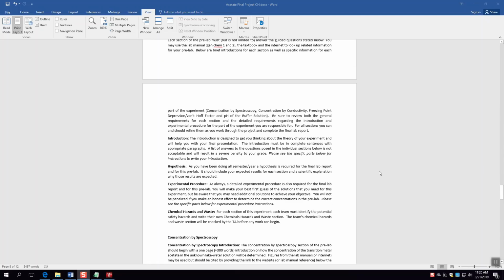For the hypothesis in this section, you want to consider what is your expected result? Well, your expected result is that you should find the Van Hoff factor is 3, because that is the theoretical value for the Van Hoff factor based on the fact that your metal acetate will break up into 3 ions in solution. And then you're going to want to talk about your expected results and a scientific explanation for why those results are expected.